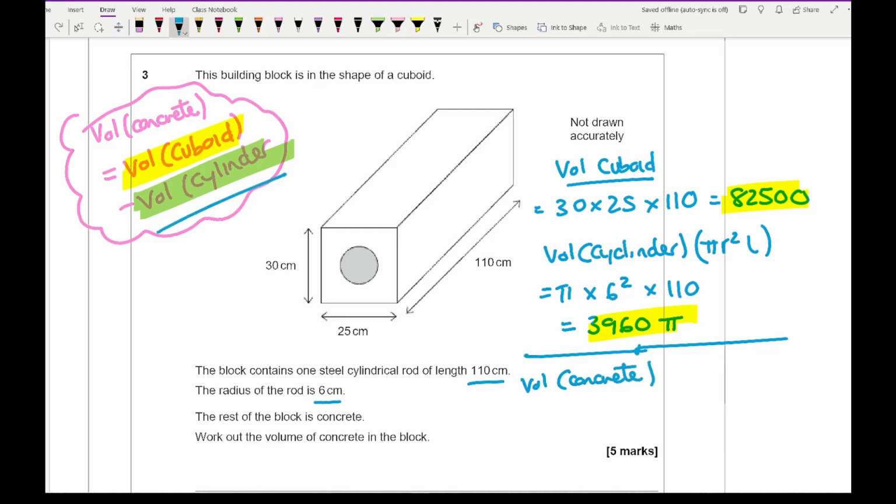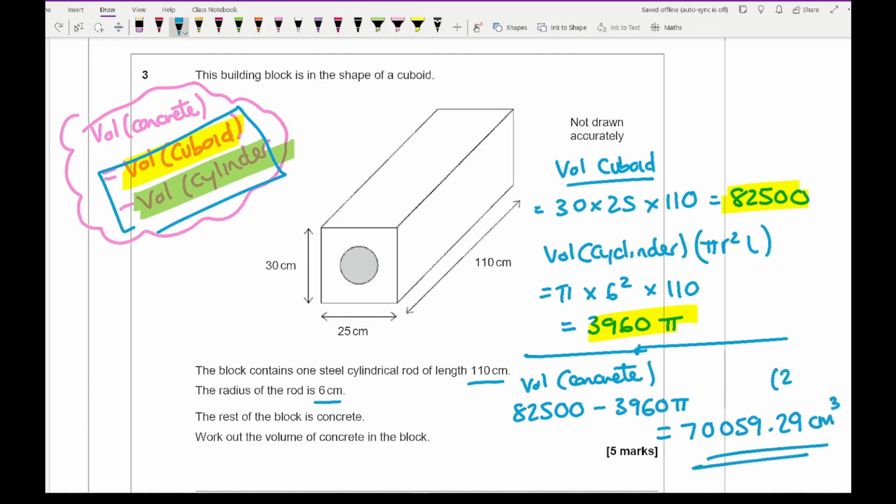So then working out the volume of the concrete, using this formula here, it's going to be 82500 minus 3960 pi, and typing that all into my calculator, I get an answer of 70059.29, and that's going to be in centimetre cubed, and that's to 2 decimal places. Oh, don't know what I'm writing there. Let me just stick a P there.